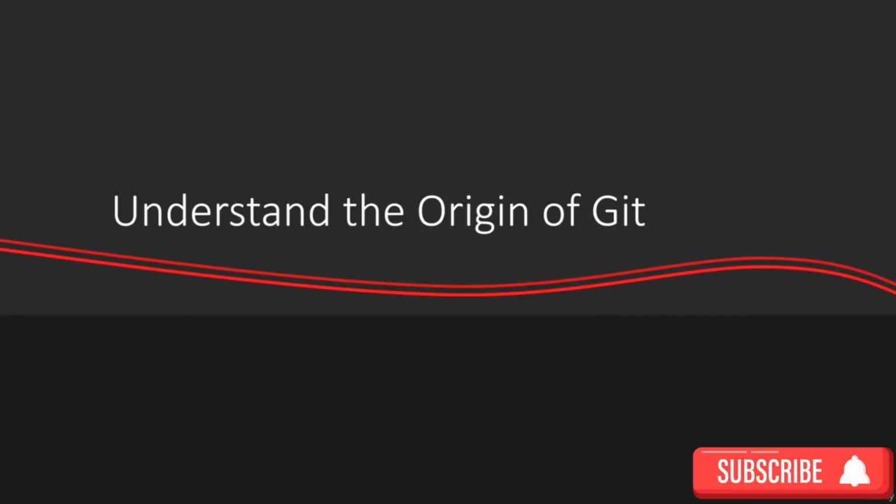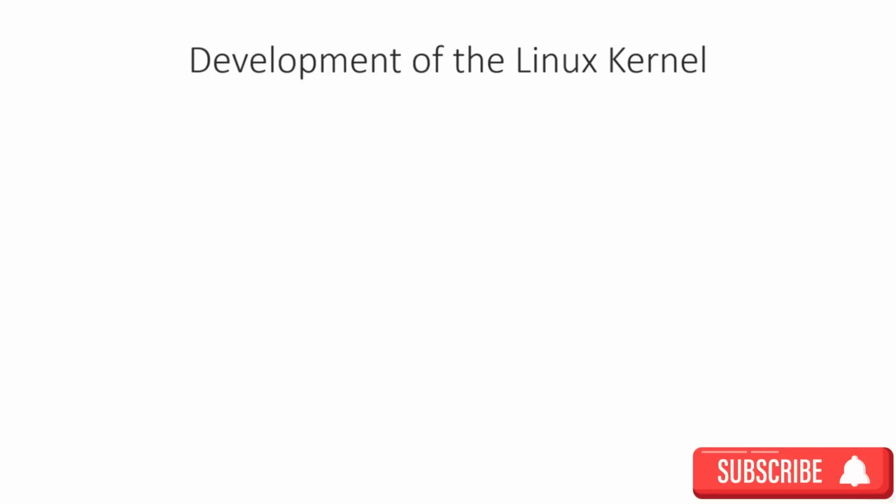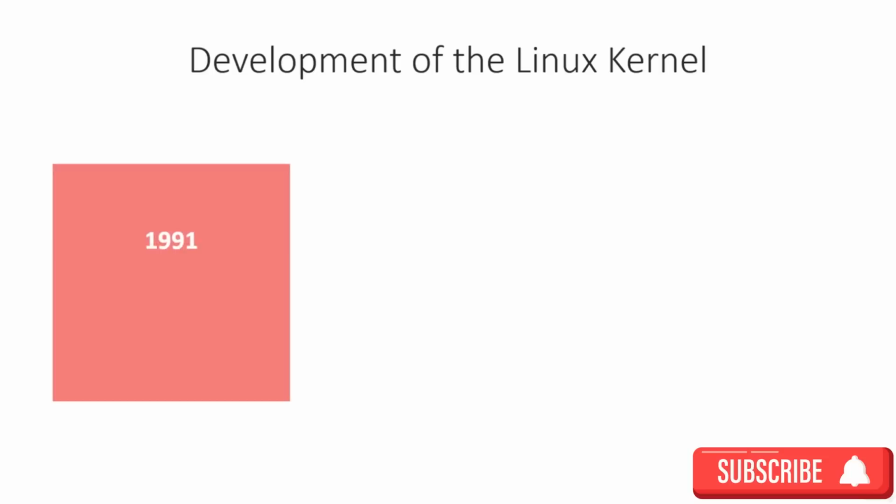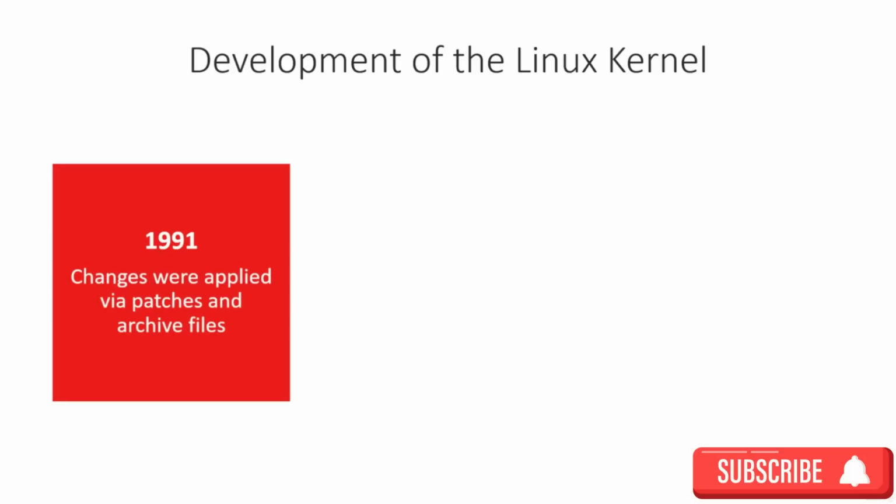To understand the origin of Git, we must take a look at the development of the Linux kernel. The Linux kernel is the core of the Linux operating system. Linux was released in 1991. Back then, they didn't use a version control system. Changes to the source code were applied via patches and so-called archive files.